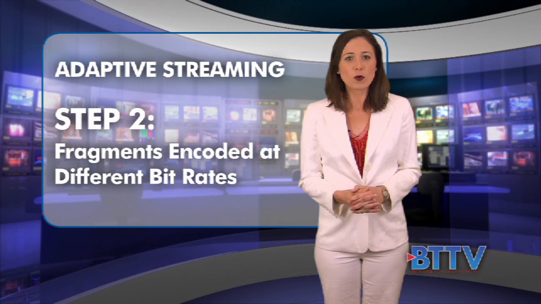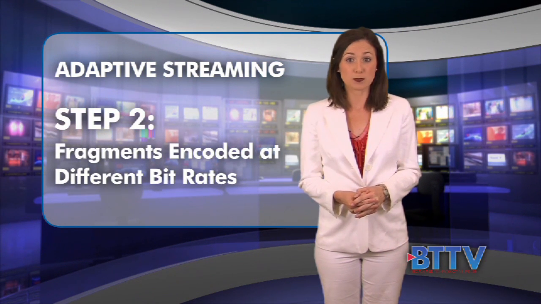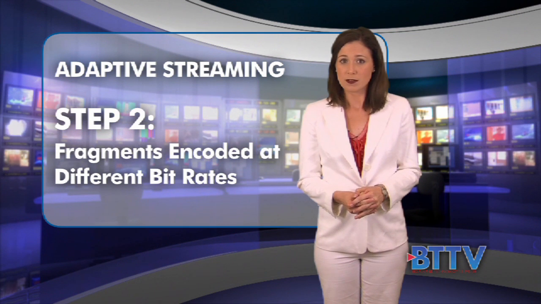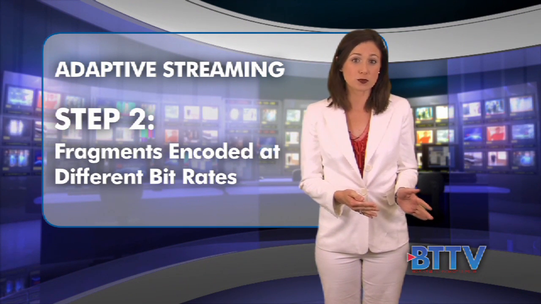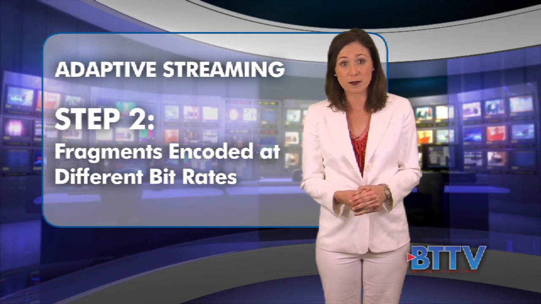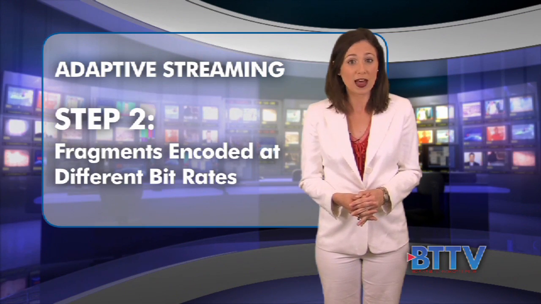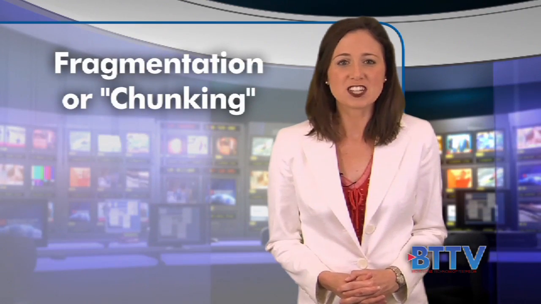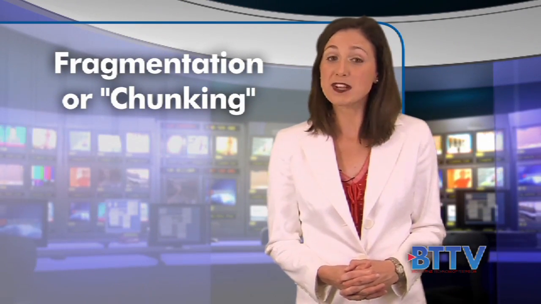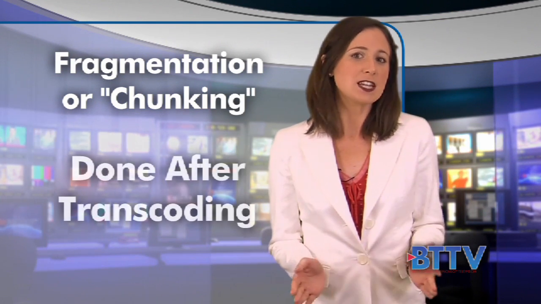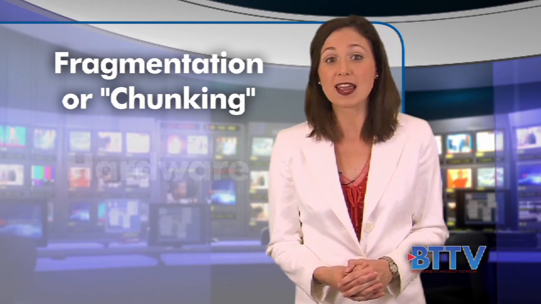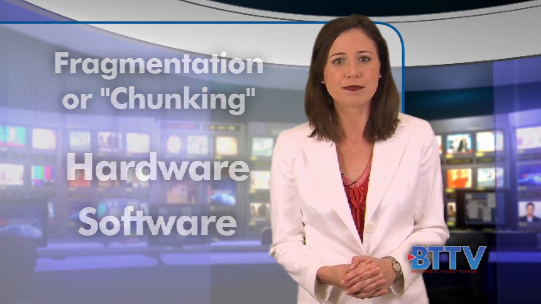Each fragment is encoded at several different bit rates to correspond with throughput at the client. The client notes the actual throughput it's receiving and requests the next fragment at the optimal bit rate for that throughput. The fragmentation or chunking of the content can be done in a few different ways. It's typically done after transcoding and can be done by a piece of hardware or in software on a server.